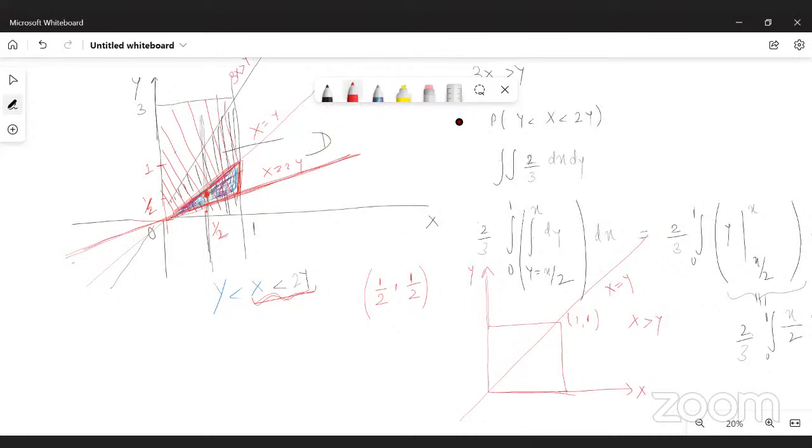Similarly, ma'am, if we draw a line where x is equal to 2y, and we want to find all the values of x which are less than 2y, it will be above that line. Yes.